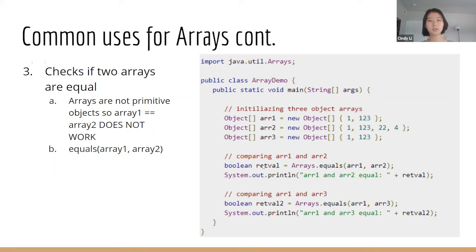The boolean result is equal to whether these two are equal or not, and then it prints out array 1, array 2, and the result. So for this one, do you guys think the result is true or false? Put your answers in the chat. Let's give it like 1 minute.